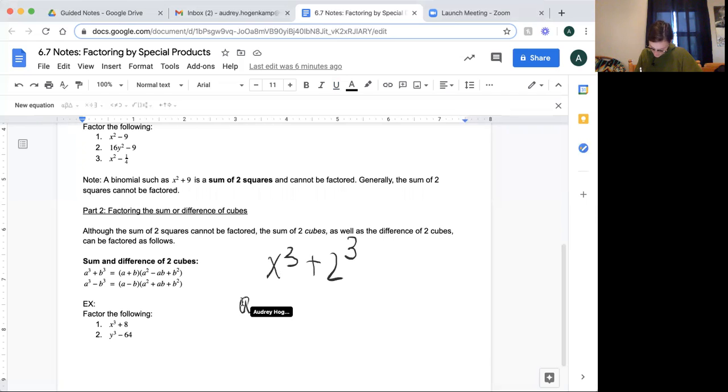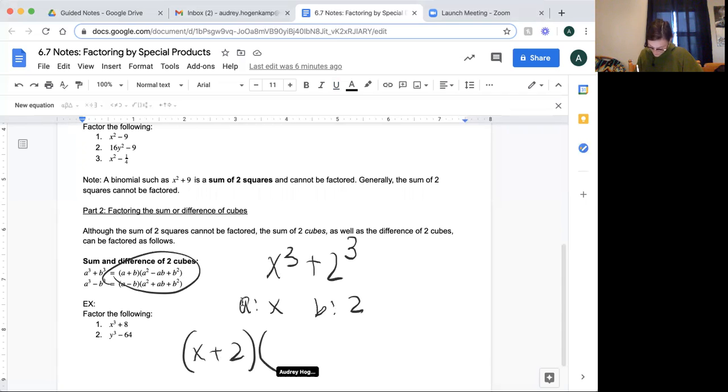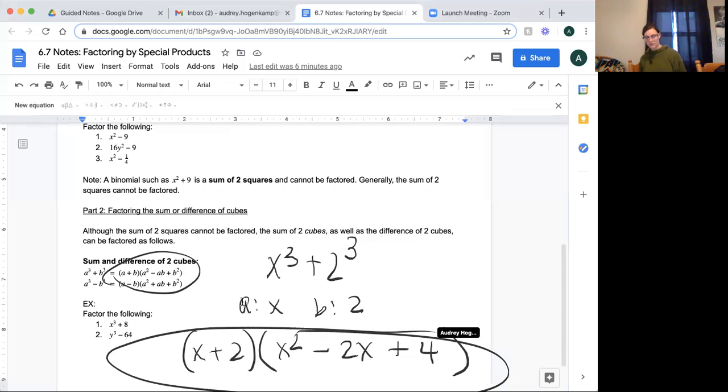And then we see that a is x and b is 2. And so we know that this is going to factor to a plus b, x plus 2, times a squared, which is x squared, minus a times b, which is 2x, plus b squared, which is 2 times 2, which is 4. So my final factored form is going to be x plus 2 times x squared minus 2x plus 4. This kind of looks tricky initially, but I think you're hopefully starting to see it's not as difficult as it seems.